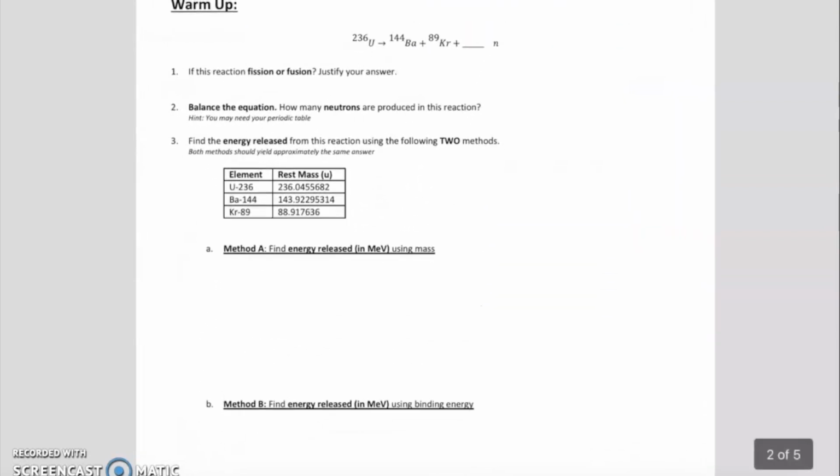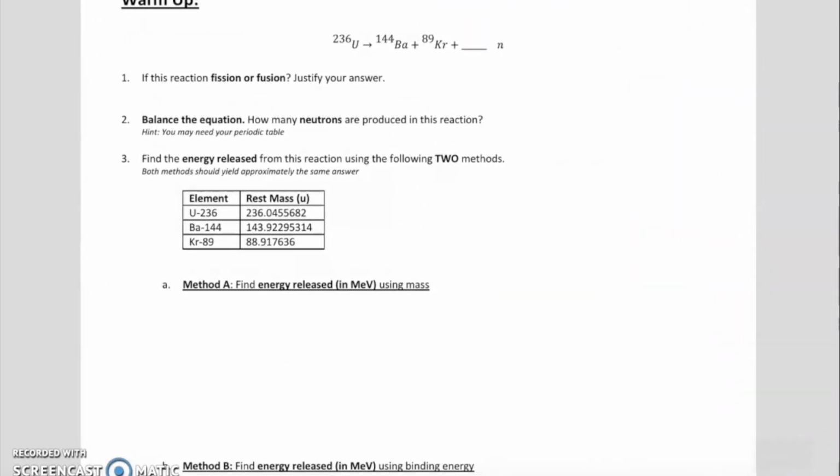For your warm-up, I'm going to give you this equation. First, I'm going to ask you, is this fission or fusion? And to justify your answer. Second, I'm going to ask you to balance the equation, specifically how many neutrons are needed in this or produced in this reaction. And then third, I'm going to ask you to solve for energy release using 2 methods that we already know.